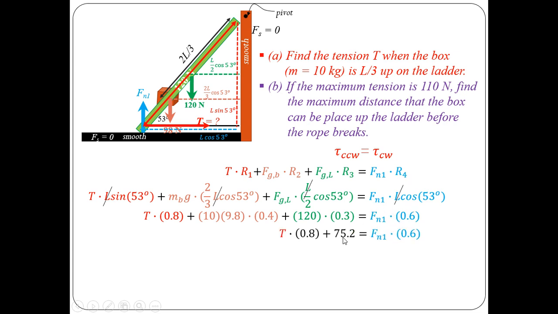Okay. So we'll clean this line up a little bit here. To me, all the stuff that's in the term here, that's just a coefficient. And then 120 times 0.3, that's just a coefficient. So if we add all that junk, we'll get 75.2. And then really nothing changes. So now we're stuck with F_N1. We're trying to find T. We're stuck with F_N1, so we've got to set up Newton's second law.